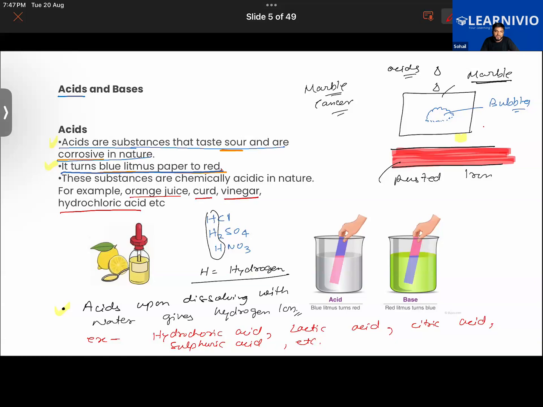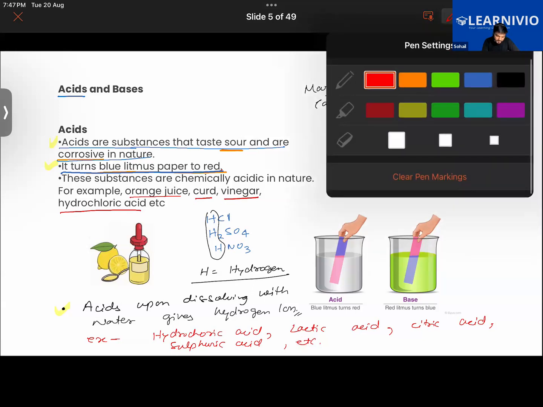Getting it, everyone? So all the acids have hydrogen atoms in them. That is another property of acids. You can understand it in this manner. Some common examples of acids are as follows: hydrochloric acid, lactic acid, citric acid, or sulfuric acid. These are some common acids. Okay.